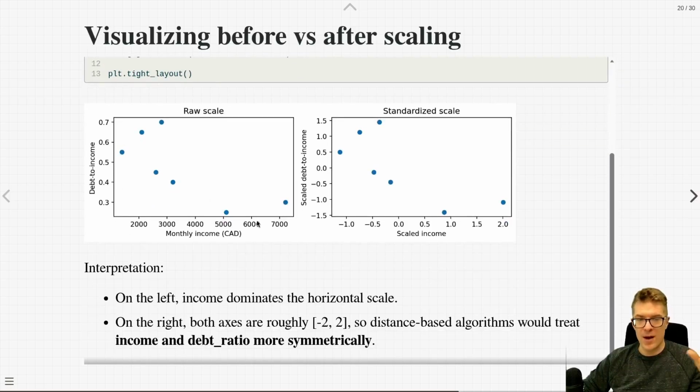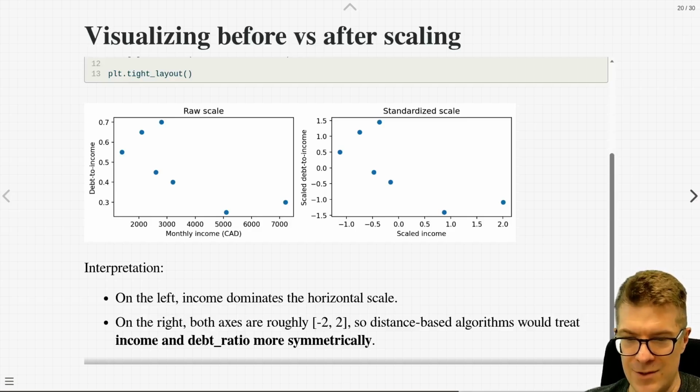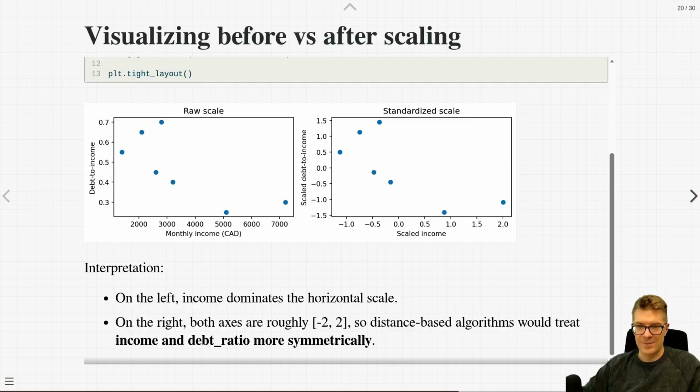So before, when we're combining these two variables, the income, here we go again, let's zoom out. There we go. When we're comparing these two variables, the x-axis just totally dominated this difference. So the difference between this data point here and all these other data points would be totally overwhelmed by the difference between approximately $5,000 and over $7,000. But when we scale everything down, then suddenly we can look at these data points visually, and it actually makes a bit more sense.